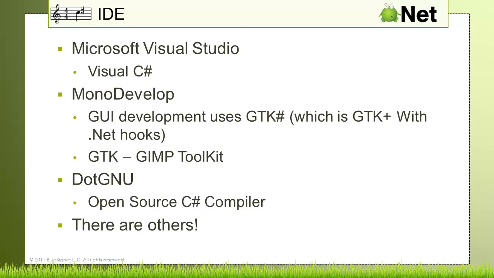Now, those of you that know what GTK is, that's the GIMP toolkit, and it's often used in Linux to develop graphical user interface applications. There's also GNU's Mono or .GNU, which is an open source C# compiler, and there are tons and tons of other implementations of this, but I think these are the three dominant ones.